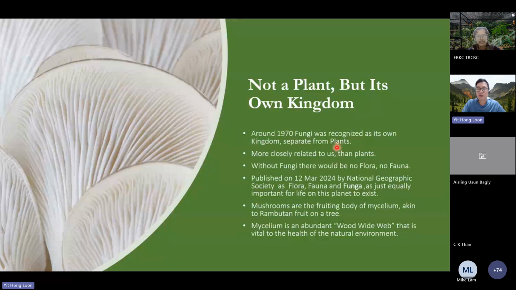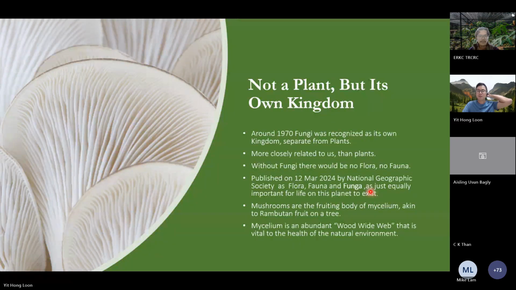Without fungi, there would be no flora and fauna. Last year, 2024, the National Geographic Society named fungi as the third F. The latest trend now is flora, fauna, and fungi. We used to hear people mention the flora and fauna of the forest, but the third F is always forgotten. So it should be flora, fauna, and fungi. These three Fs are equally important for life on this planet to exist.